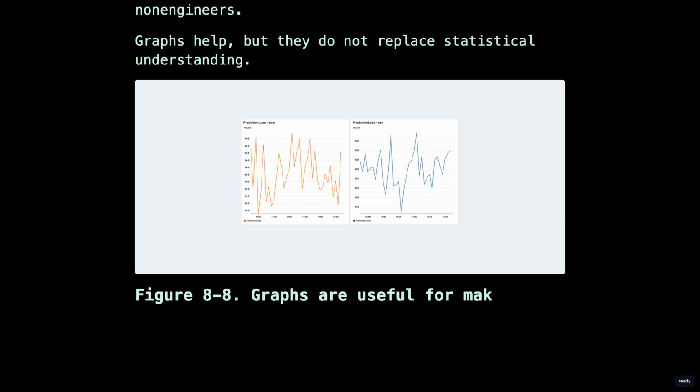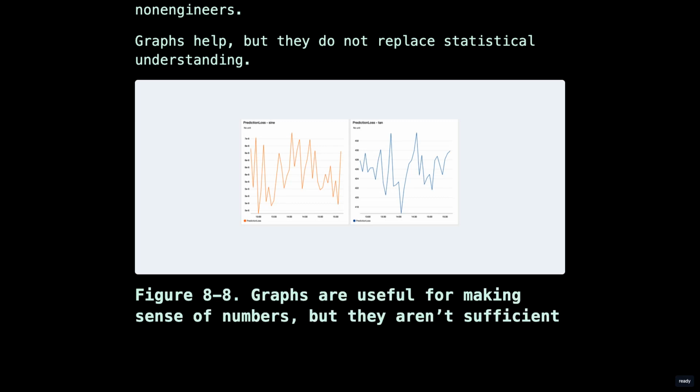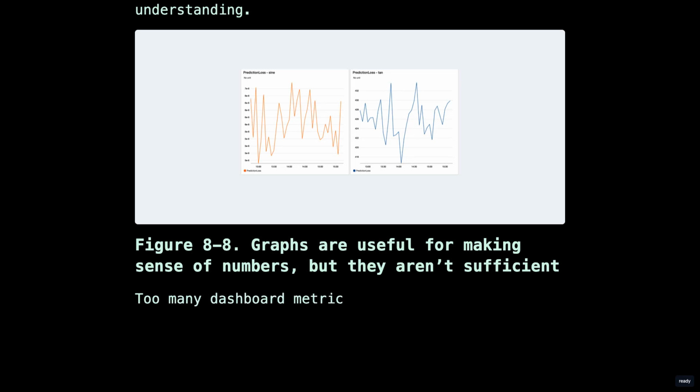This figure reinforces a common monitoring mistake: seeing motion and assuming understanding. The graph is a clue, not the diagnosis. A dashboard can become cluttered enough that nobody can tell which metric matters. Good monitoring often means reducing low-level measurements into a smaller set of signals that match the task at hand.